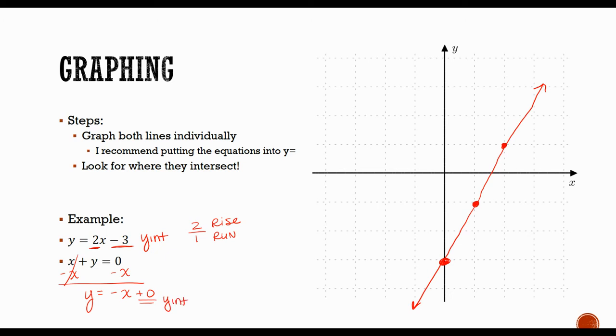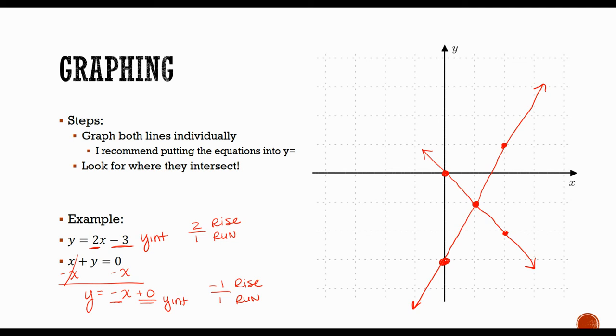So for our second equation, 0, 0 is our y-intercept, and our slope is negative 1. So negative 1 over 1 is our rise over run. Because the rise is negative, we're going to go down 1, then right 1, and put a point. Down 1, then right 1, and put a point. Once you get a couple points on your graph, you can connect them up. And what we're looking for is their intersection point, their solution.